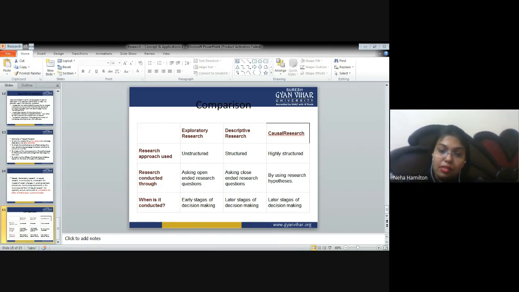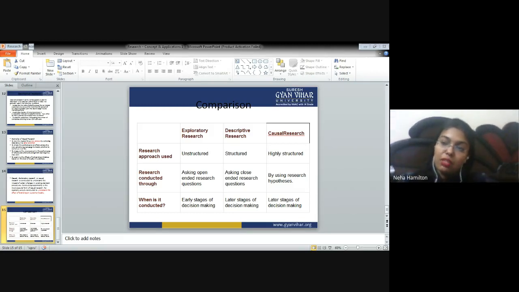Next, how research is conducted. In exploratory research, you are asking open-ended research questions. Open-ended means you are providing a great scope for the respondent to answer questions. Closed-ended research questions means you are providing the alternatives from among which the respondent has to answer. And in causal research, we are specifically using a research hypothesis.